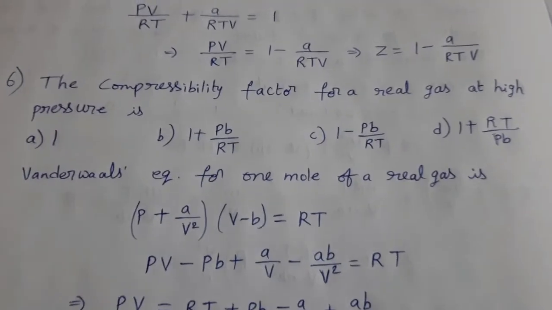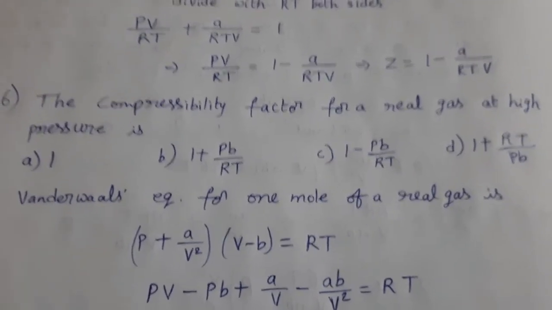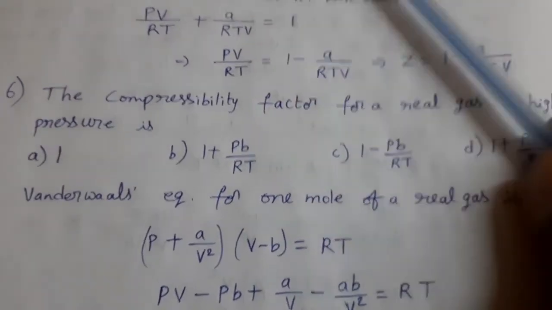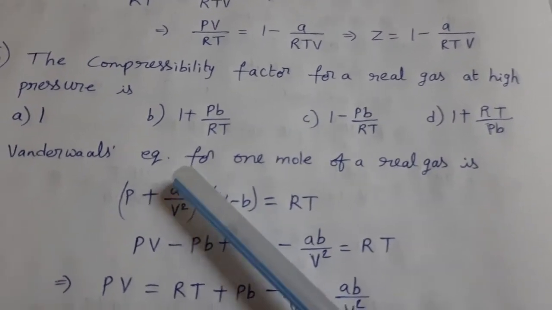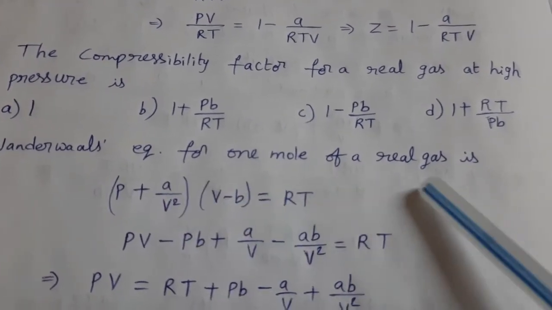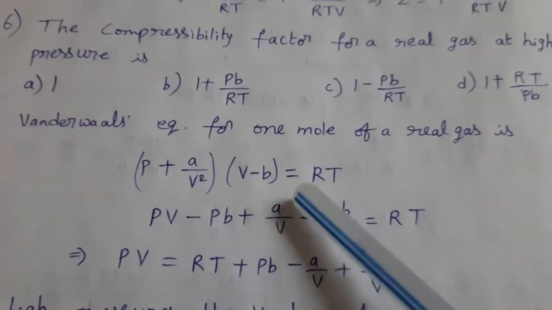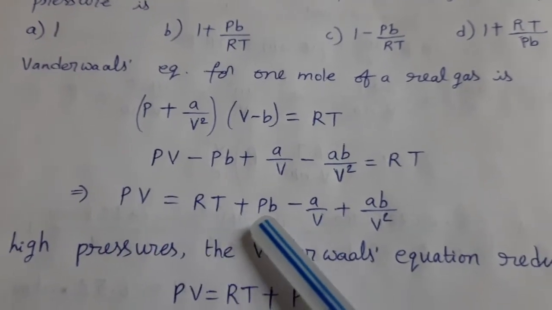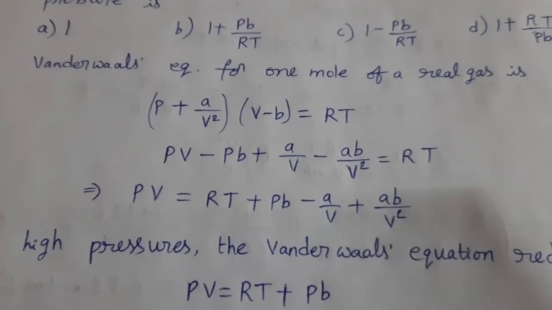Next, the compressibility factor for a real gas at high pressure. Now at high pressure condition we want Z value. In the previous question low pressure condition, this is high pressure. So van der Waals equation for 1 mole of real gas is P plus a by V square into V minus b equal to RT. From this PV equal to RT plus Pb minus a by V plus ab by V square.